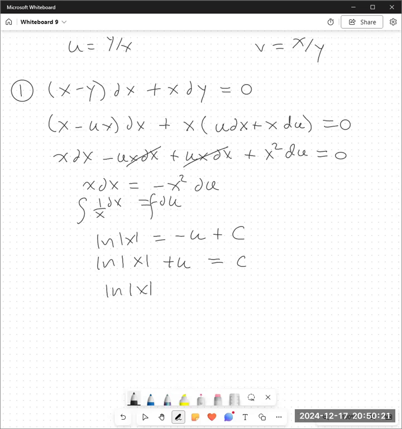The absolute value of x plus y over x is equal to c. And then we'll multiply both sides by x to get rid of that fraction there. So this is going to be y plus x ln of the absolute value of x is equal to cx.